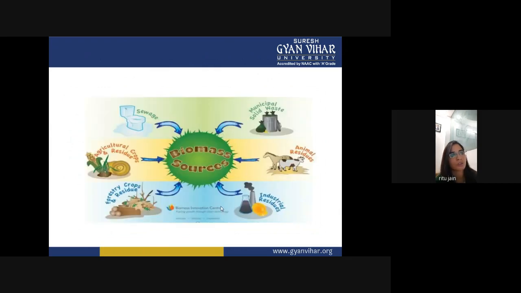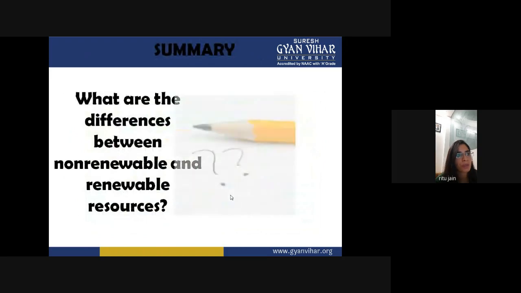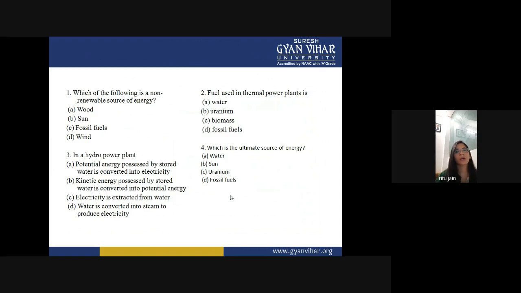So these are the sources of biomass: sewage, municipal solid waste, animal residuals, industrial residues, forestry crop residues, and agriculture crops and residues. These are the big sources of biomass energy. Now, I think you are able to understand easily what the renewable and non-renewable energy sources are. Now we come to the MCQs. After going through this lecture, you are able to solve these questions very easily.